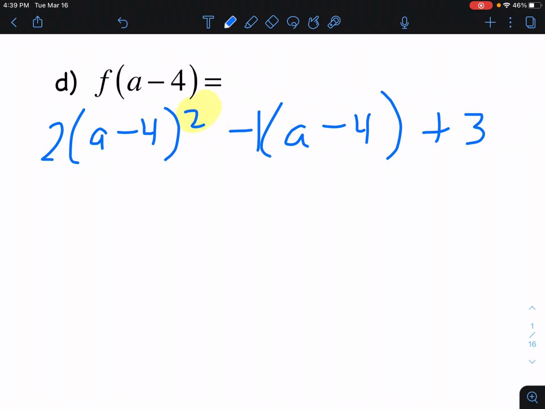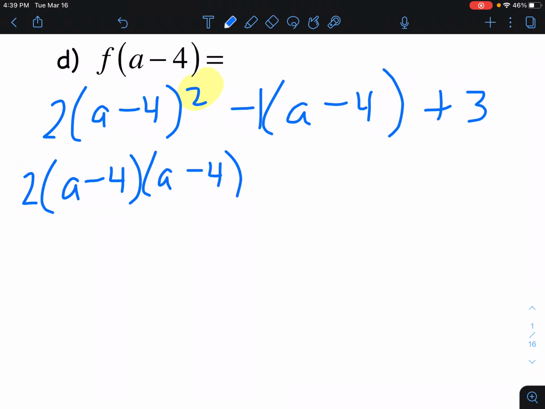Now it gets tricky here. What does that mean? A minus 4 squared. Bring your 2 down. And we're going to write a minus 4 twice. And that's going to have to FOIL. We're going to have to FOIL and combine like terms there.